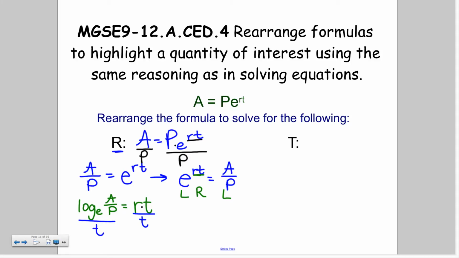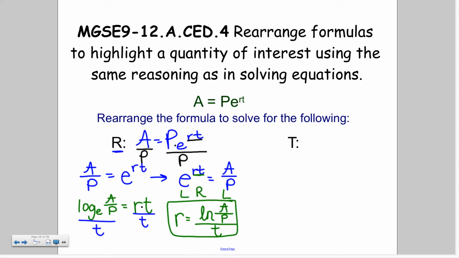All right, so this gives us R is equal to log base E, or the ln, of A divided by P, over T. And this is our answer.